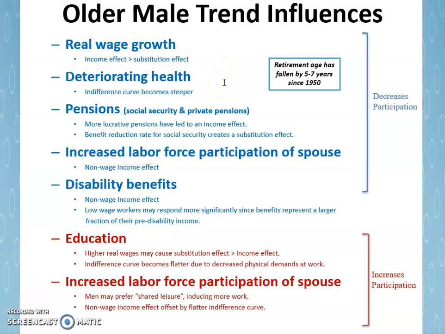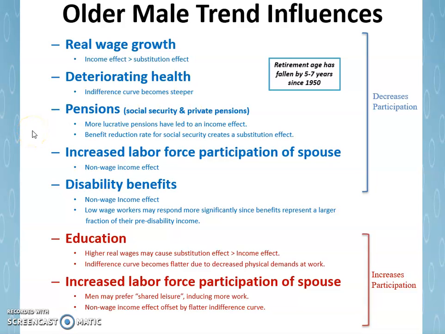Another factor is deteriorating health. As males get older, the physical ability to do work may diminish or become impossible. In our model, the way of illustrating this is the indifference curve becomes steeper. You can think back to that leisure lover steep indifference curve versus the workaholic flat indifference curve. Sometimes nature limits the extent to which people can participate in the labor market, and certainly as we get older, the likelihood of that is greater.